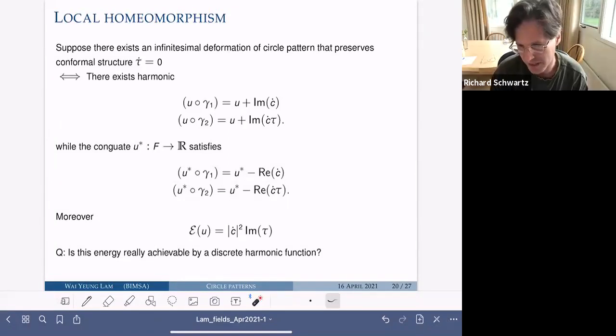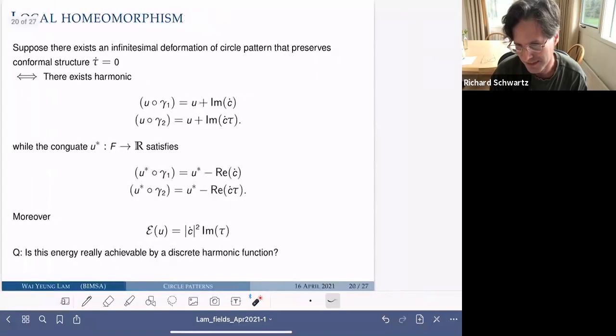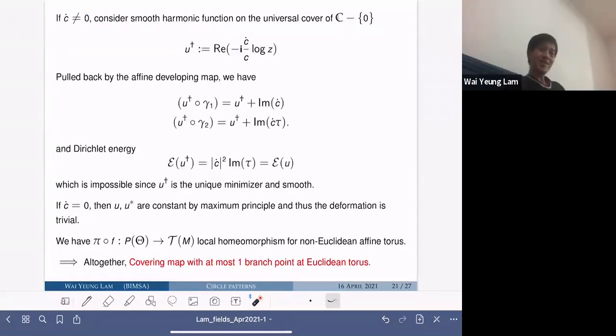This result is more recent. How recent is this? Almost, I think after I left Brown, so I think on the way to Luxembourg.